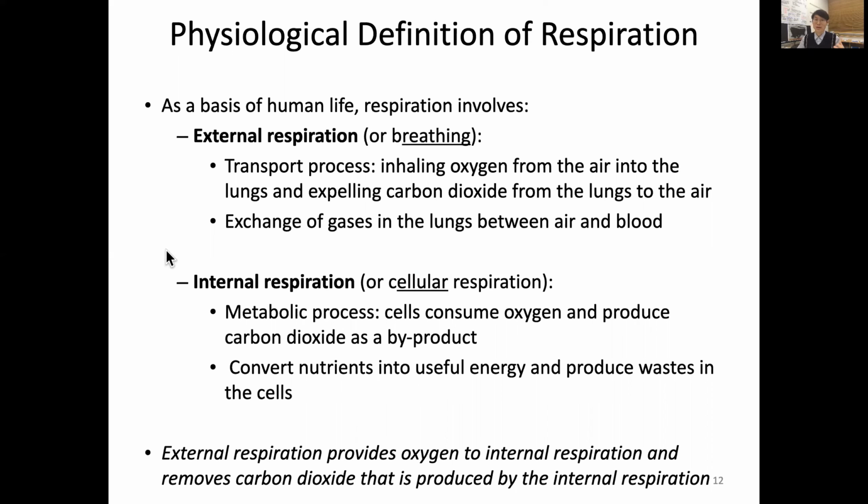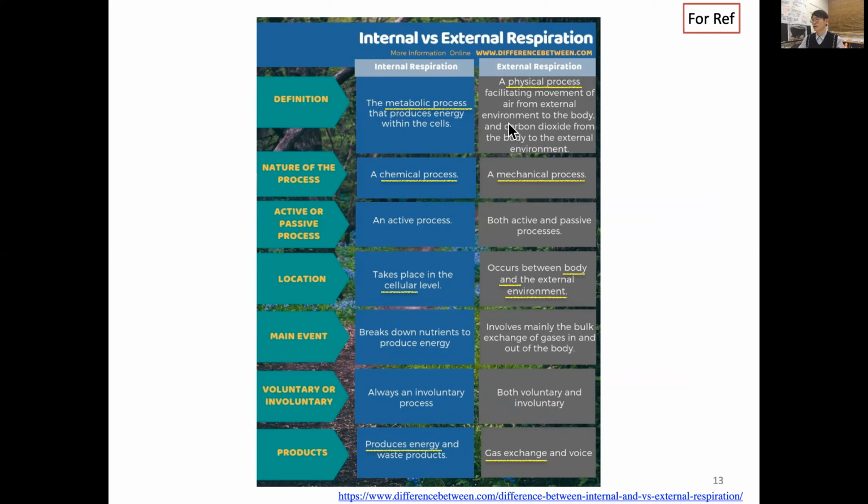I have a table that explains it better, so I want to go over it a little bit. In terms of definition, internal respiration is a metabolic process, while external respiration is a physical process. As for the nature of the process, external respiration is more mechanical, while internal is a biochemical process. And where does this respiration happen? Internal respiration is at the cell level, in the cell, while external respiration happens between the body and the environment, that is, in the lungs. As a product, internal respiration produces energy and waste product, while external respiration involves gas exchange.